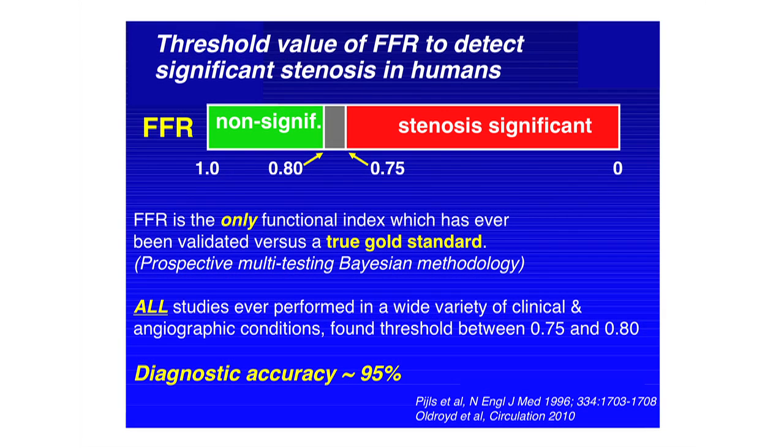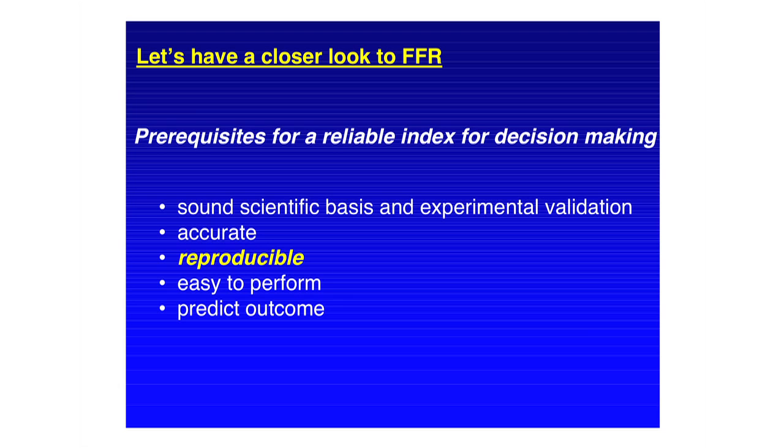So what we know is that FFR below 0.75 means ischemia and justifies an intervention if that is technically possible. If your FFR is higher than 0.80, you do not have to place a stent, you know that there is no ischemia. And FFR is the only functional index which has ever been validated in such a thorough way, and therefore you can consider it as a gold standard. And this has been confirmed in many other studies thereafter, in all possible clinical situations, in diabetes, in previous infarctions, after bypass surgery, etc.